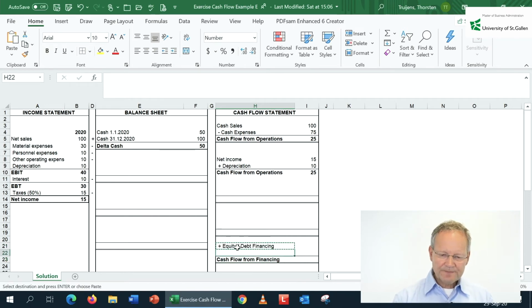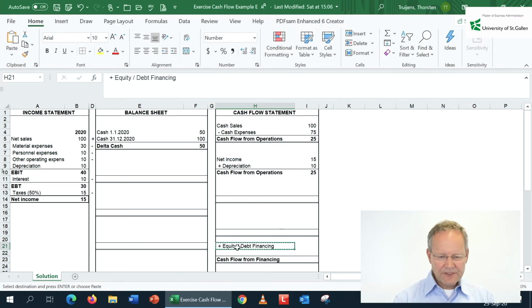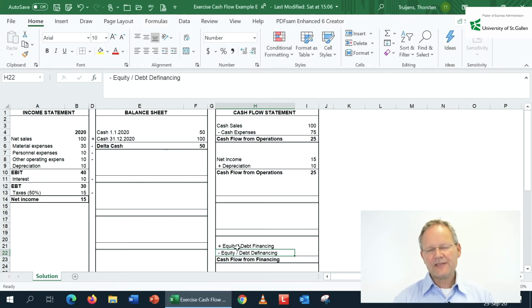Of course, we could have the opposing thing. What is the opposing thing? The opposing thing is we could pay back a bank loan. If you pay back a bank loan, this is what people would call definancing, and this is bad for cash.